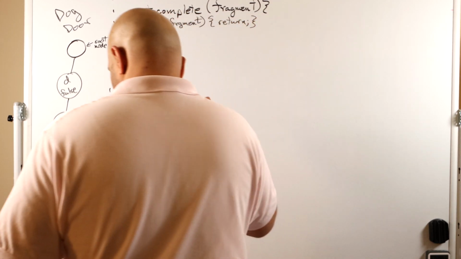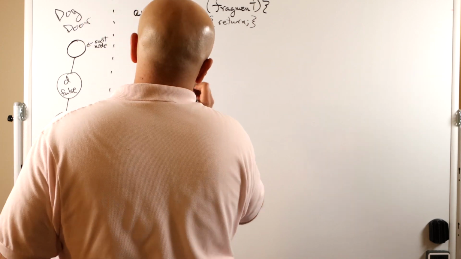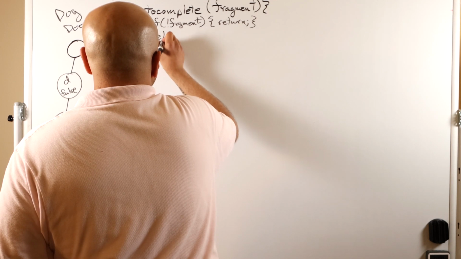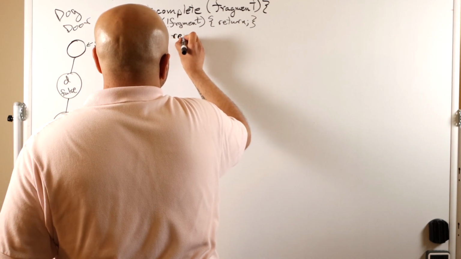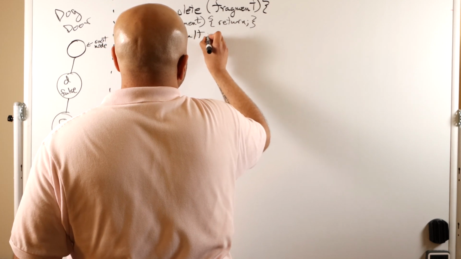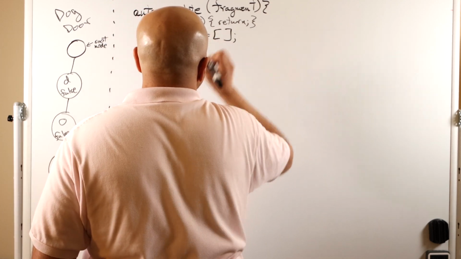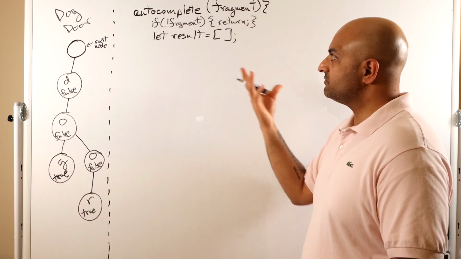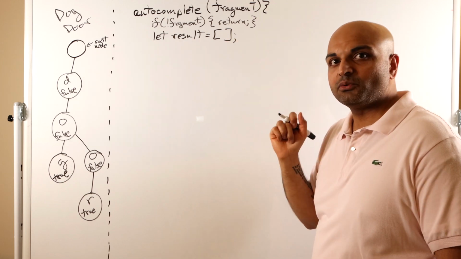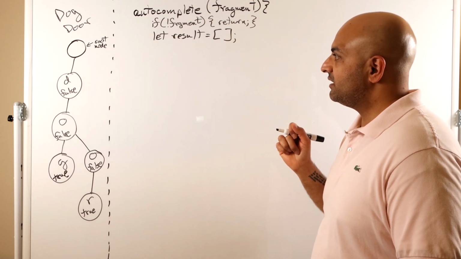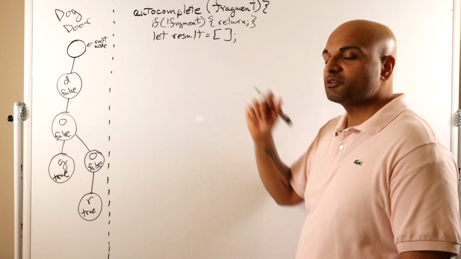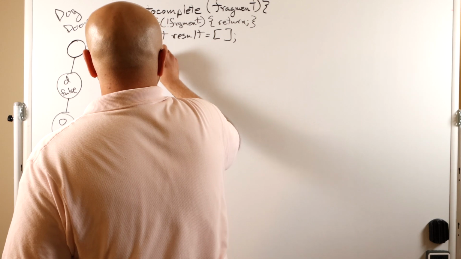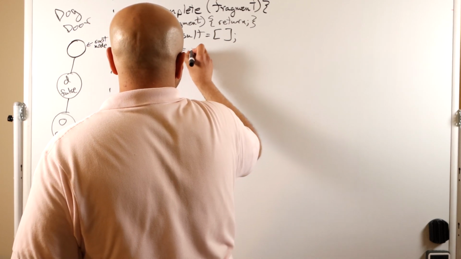On the other hand, assuming that it is defined, we'll go ahead and say, first of all, let's go ahead and create a result variable. And we'll just initialize it to be an empty array. And throughout this entire function, we'll go ahead and fill this array with all of the different words that we could autocomplete. And at the end, we'll just go ahead and return our result. So let's go ahead and start off at the root node.